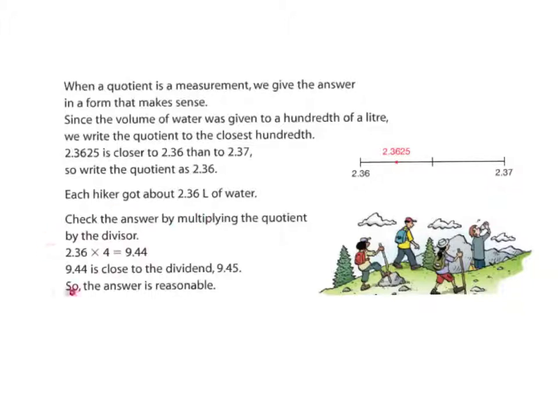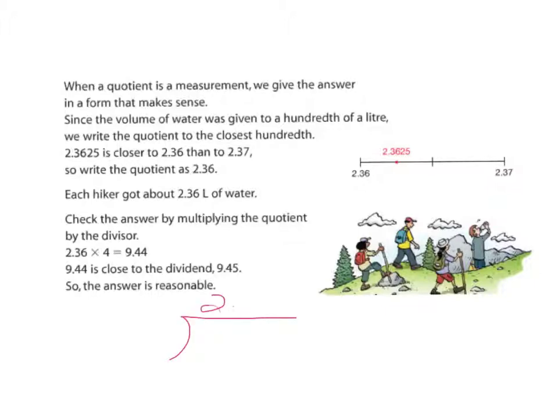And again, we can always check the answer by using the opposite operation of multiplying the quotient, or the answer, with the divisor, and we should end up with the dividend. Remember, the dividend is the number that is inside the little box.